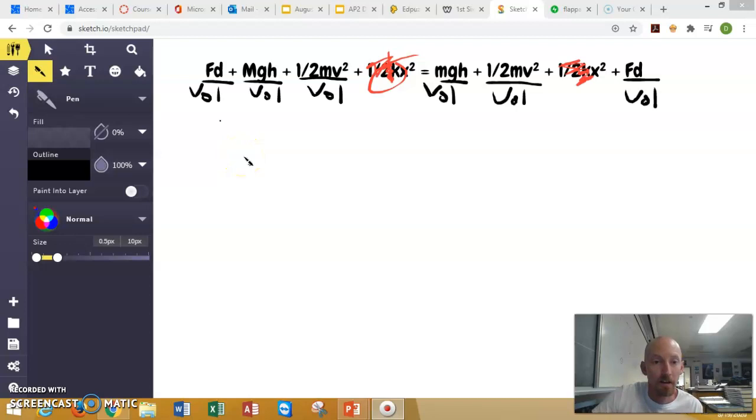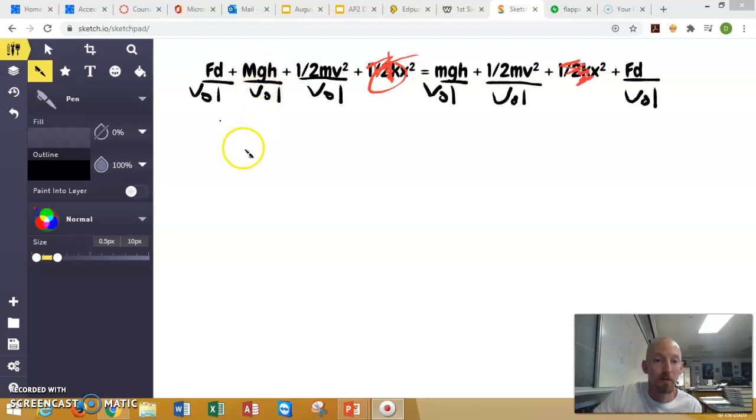And guess what? I can divide or multiply by whatever I want as long as I do it to both sides of my equation. You can do whatever you want as long as you do the same thing to both sides. Here's my equal sign right there. So I divided everything by volume. So what happens when you divide by volume? What happens when you take mass and divide by volume? What do you get?